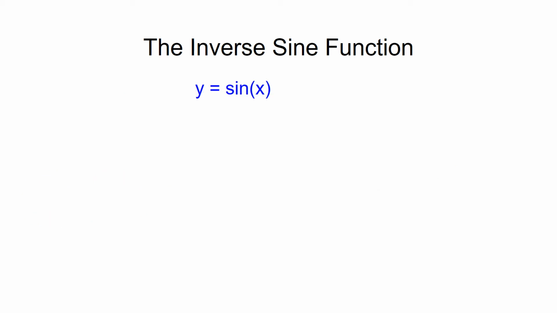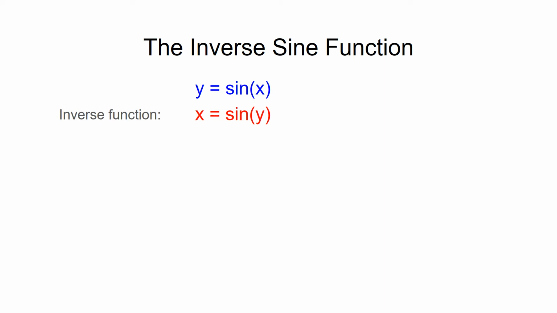If we restrict the domain this way, we can find the inverse sine function. Let's begin with y is equal to the sine of x. To find the inverse function, we swap the x and y values, obtaining the equation x is equal to the sine of y. This is the inverse function defined implicitly.